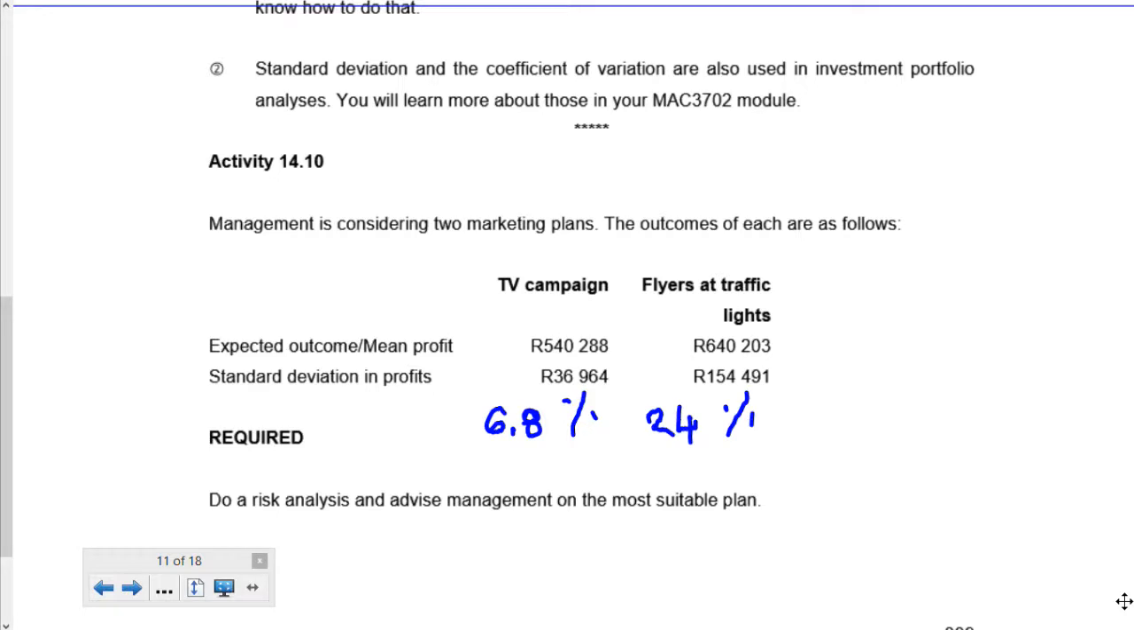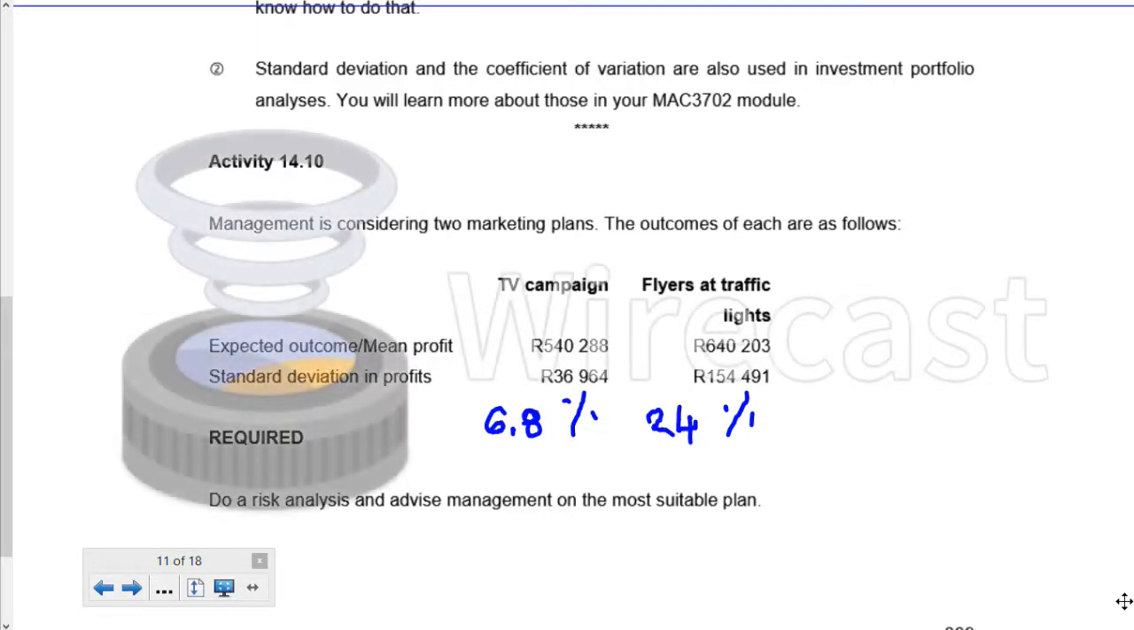So then you would advise management. Now this part of advising management, so the risk analysis is done, isn't it? This is the outcome, this is the standard deviation, this is what it means, this is the coefficient of variation, 6.824. This one is much more risky than that one. You can say it's like 4 times more risky almost, isn't it, than that one?